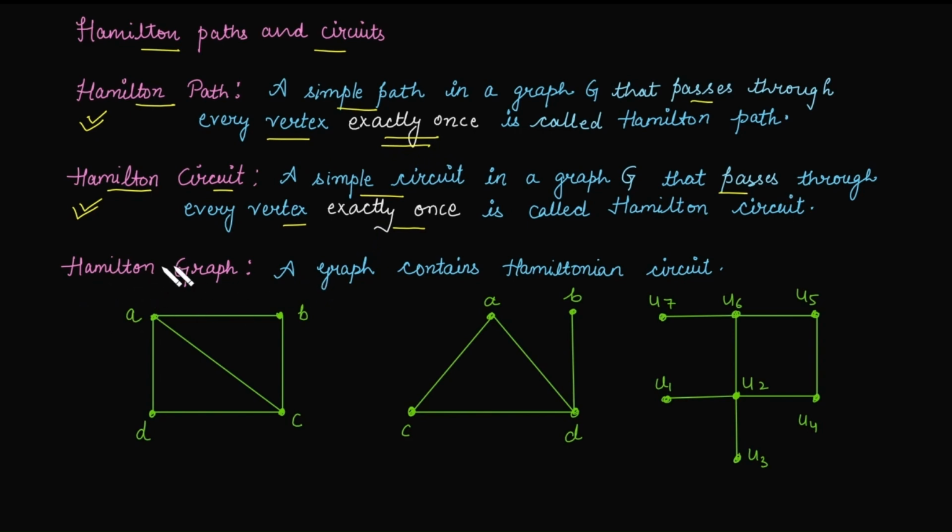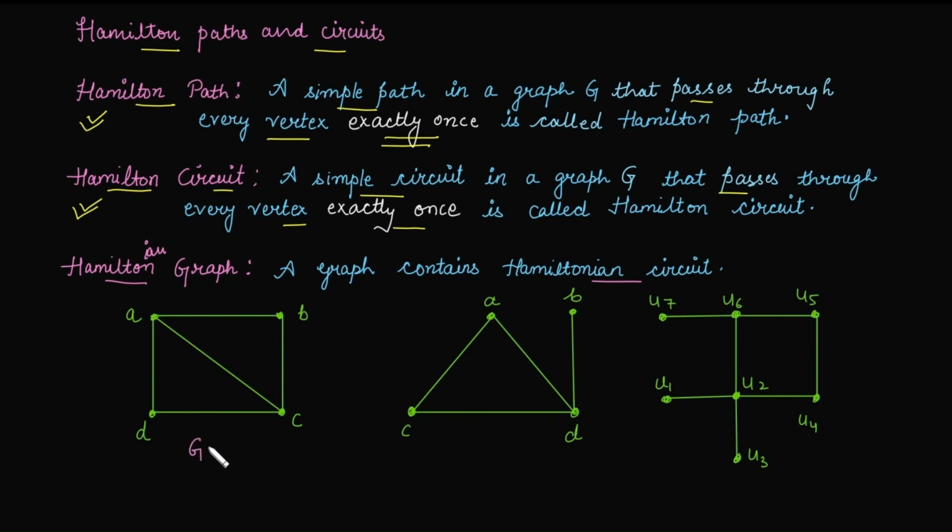There is another term, a Hamiltonian graph. A Hamiltonian graph means a graph that contains a Hamilton circuit. So let's try to explore whether these three graphs contain a Hamilton path or a Hamilton circuit.